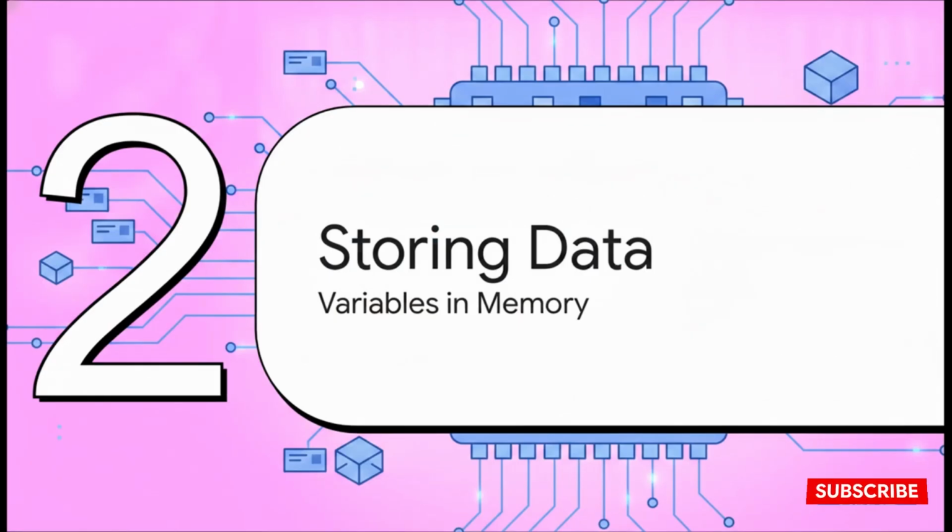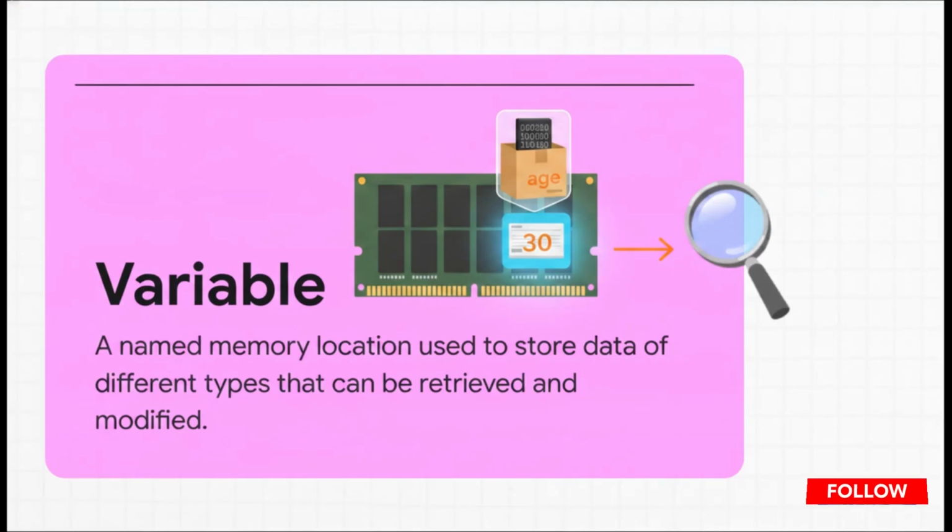Moving right along to Section 2, storing data in memory. The absolutely crucial concept here is the variable. By definition, it's a named memory location used to store data of different types that can be retrieved and modified. To make this concrete, just picture physical, labeled storage boxes sitting right there inside your computer's RAM. When you declare a variable in C, you are essentially claiming an empty box in memory, scribbling a label on the outside of it, and stuffing your data inside. Whenever you need that data later, maybe to do some math or print out a result, you just ask the computer to go look for the label on that specific box.